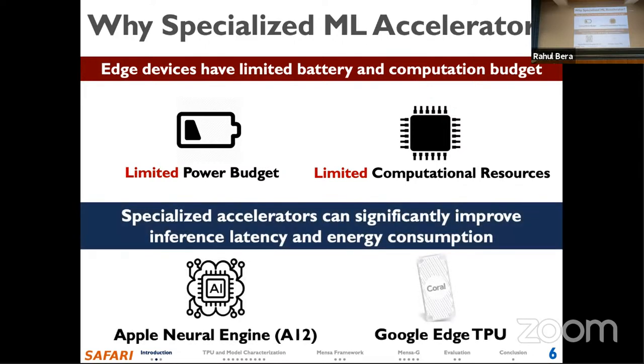To solve this problem, big companies like Apple and Google are starting to include edge accelerators in their devices. One good example, and the one we are targeting in this talk, is the Google Edge TPU device itself.